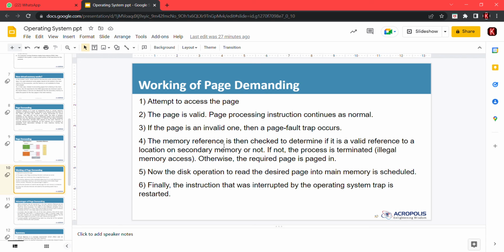Next, the disk operation to read the desired page into main memory is scheduled. Last, finally, the instruction that was interrupted by the operating system trap is restarted.